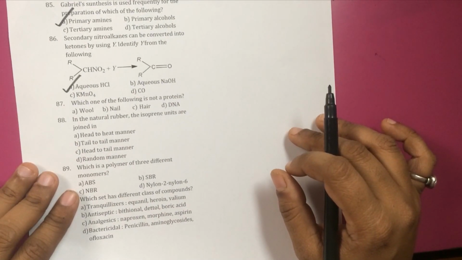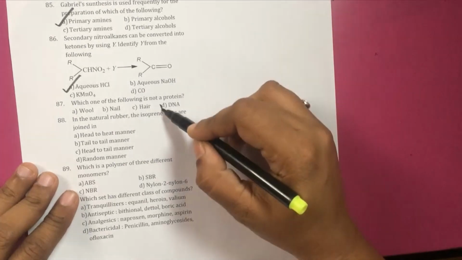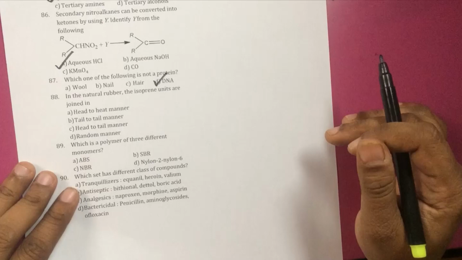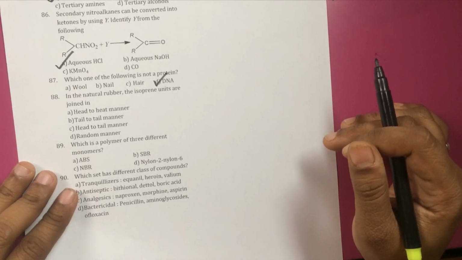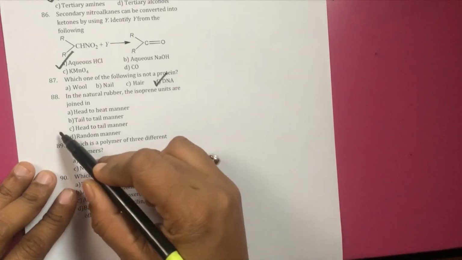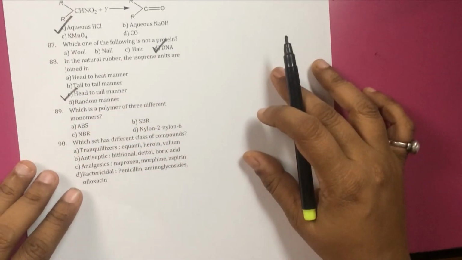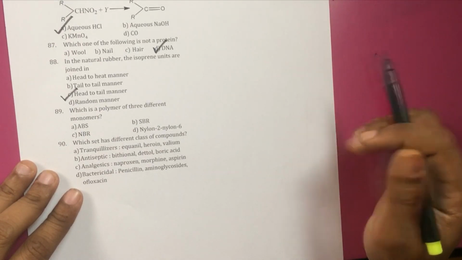Which one of the following is not a protein? Wool, nail, hair, and DNA. Option D, DNA. Question 88. In natural rubber, isoprene units are linked to each other in the form of a head to tail manner. Therefore, option C. 89. Which of the following is the polymer of three different monomers?